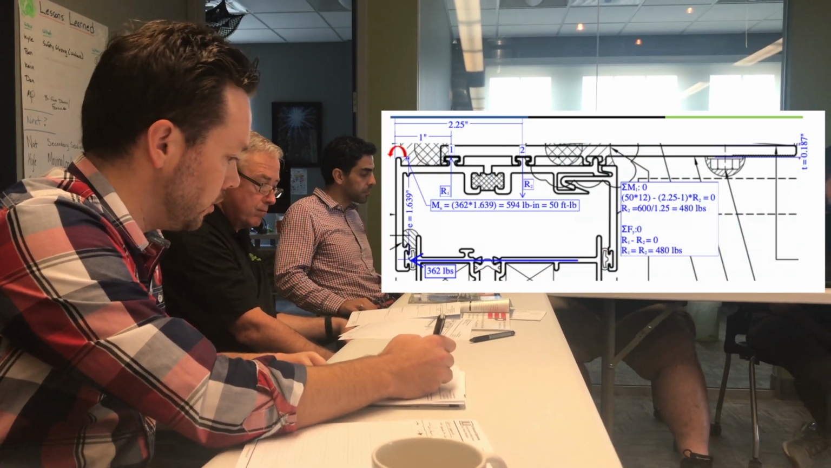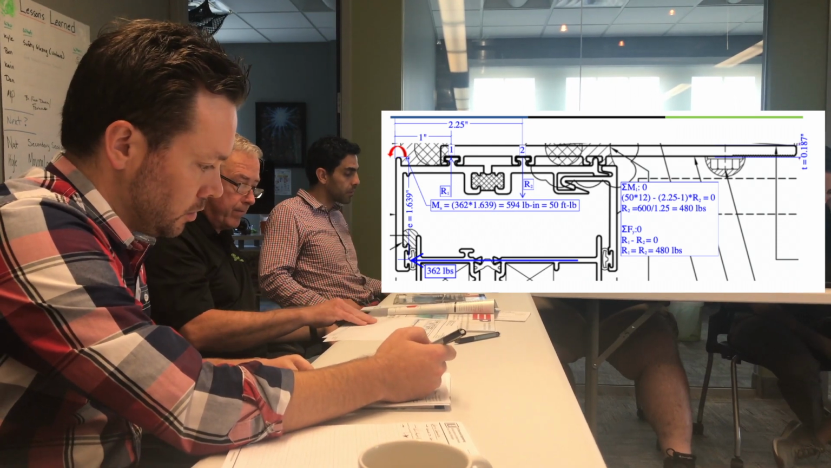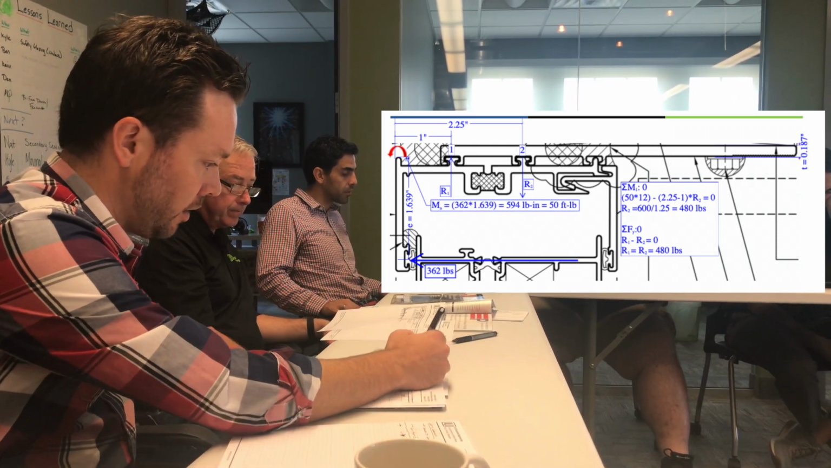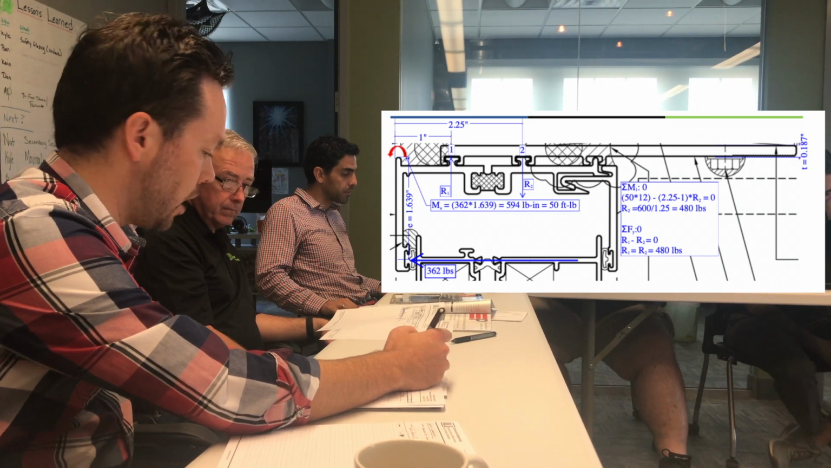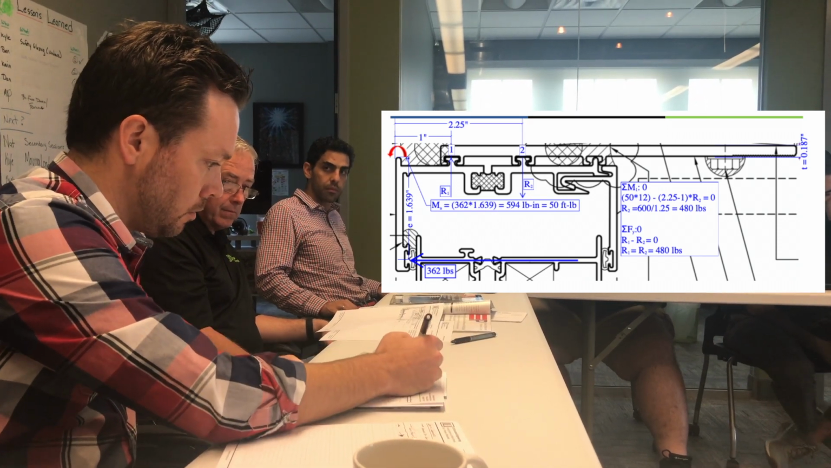Question on this is just on the analysis of this. So the way that you have basically compression at R1 and then tension at R2, is that correct? If we have this point of rotation out at the very left side, it's at the sealant. That's not where the fulcrum is. Is that where you're getting at?